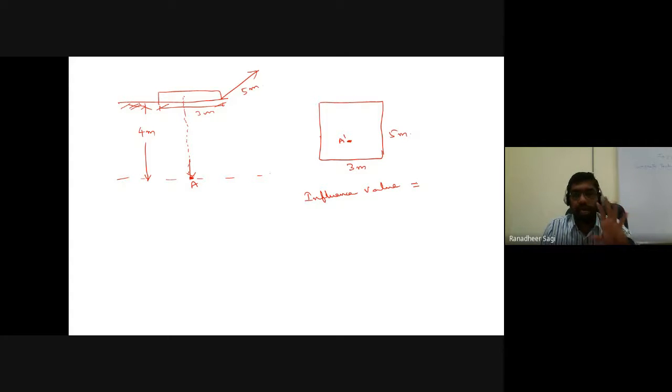That's an assumption. You have to carefully follow that. Okay, so the influence value of the most commonly used Newmark chart is 1 in 200, which we write as 0.005. This is the influence value of the Newmark chart which I am using, let's say.